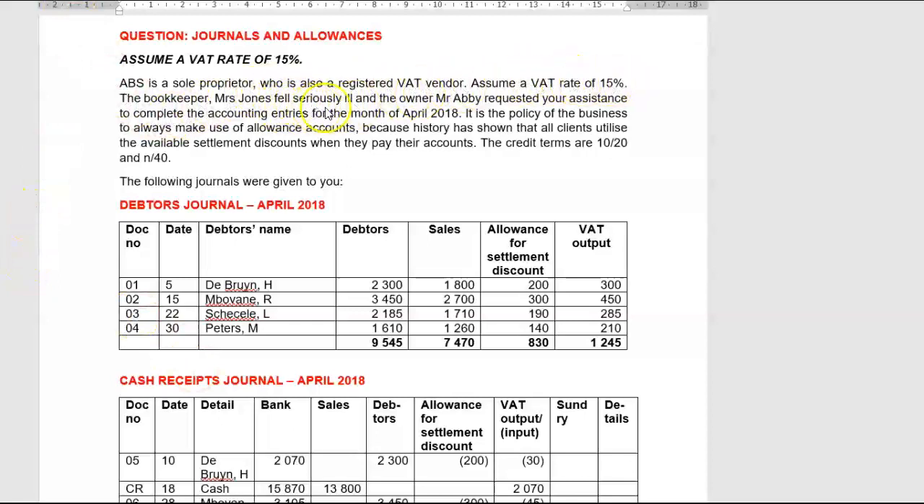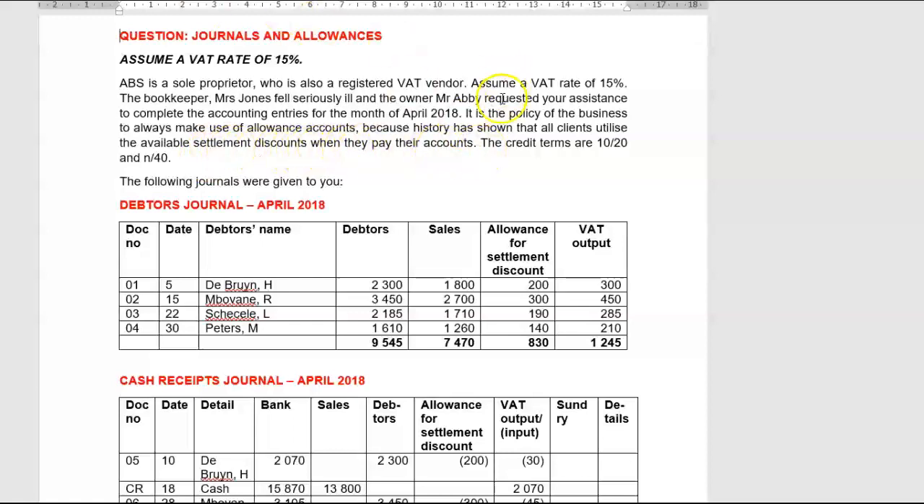The bookkeeper, Mrs. Jones, fell seriously ill and the owner, Mr. Abbey, requested your assistance to complete the accounting entries for the month of April. It is a policy of the business to always make use of allowance accounts because history has shown that all clients utilize the available discounts when they pay their accounts.